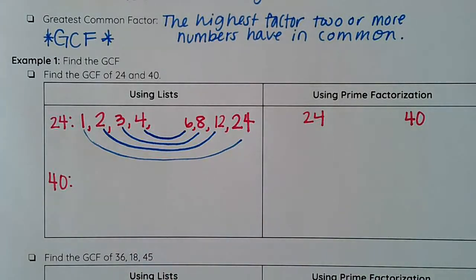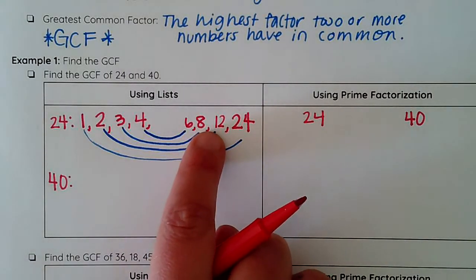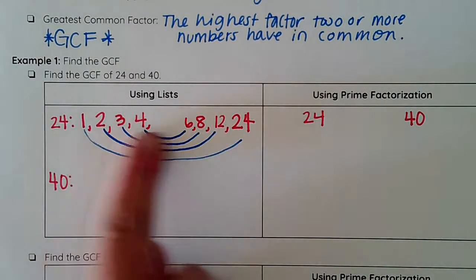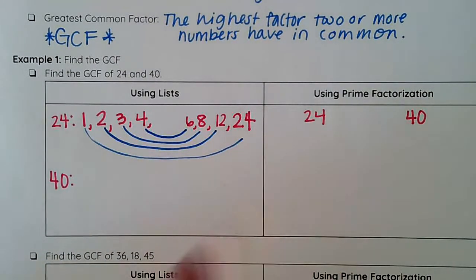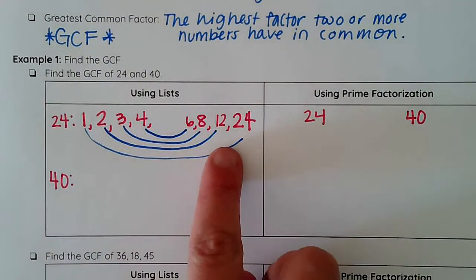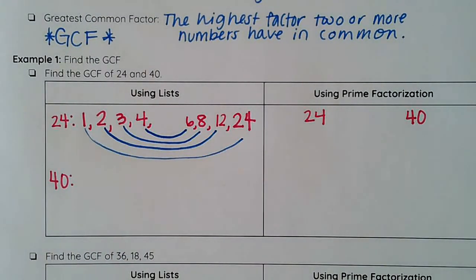So I have now listed all of the factors. There are no more. I don't need to try 7 or 10. I've already exhausted all my options when I go in order like this. If you kind of jump all over the place, then you should definitely continue double checking. But when you go in order, you have already gotten everything you need.